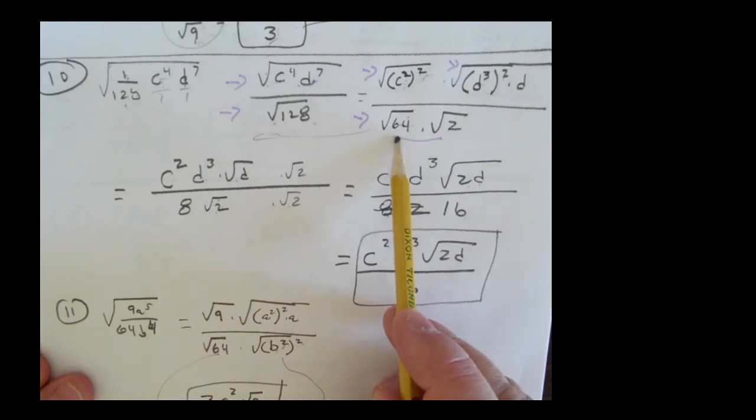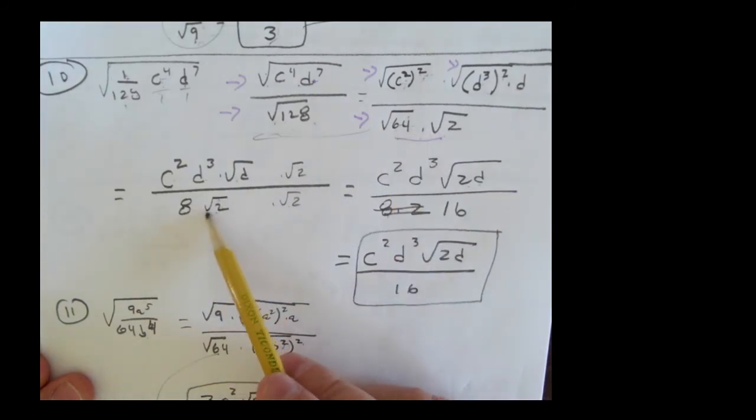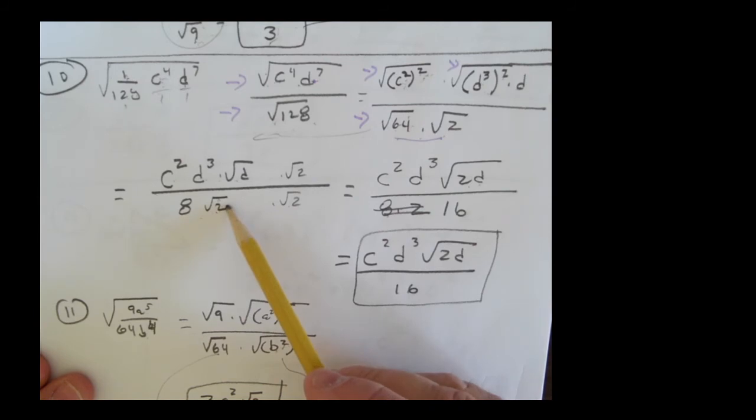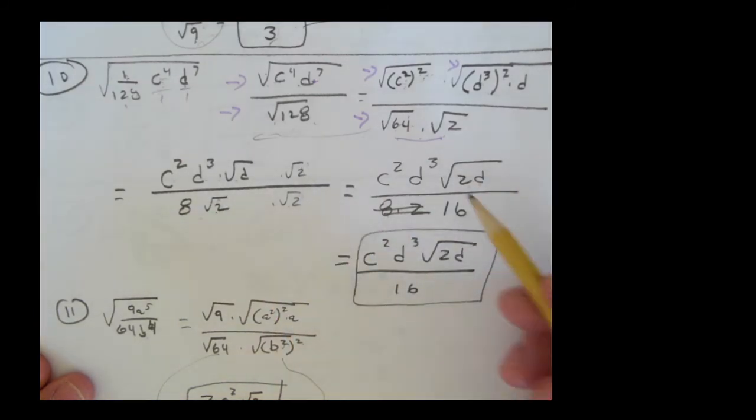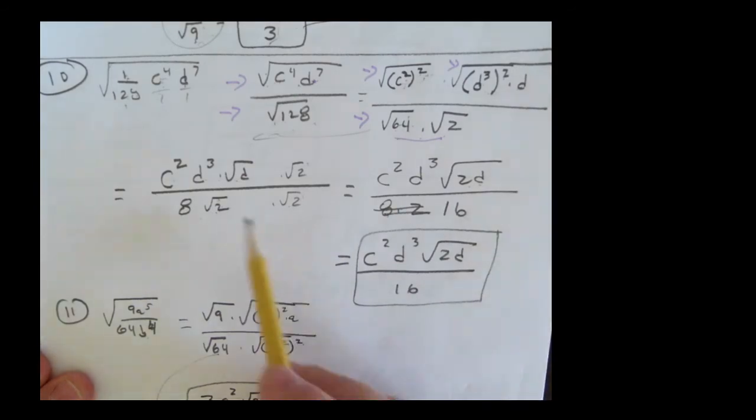Square root of 64 is 8 times the square root of 2. Oh, we've got to get rid of that square root of 2. So square root of 2 over square root of 2, and we end up with this as our answer, because square root of 2 times square root of 2 is 2. 2 times 8 is 16. Again, pause, look through it a little bit.